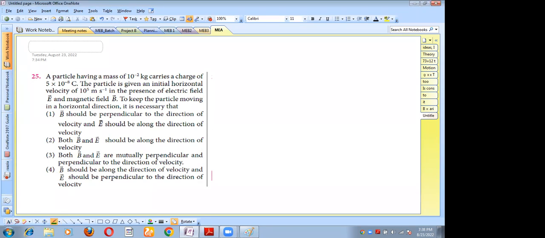It says a particle having mass 10 to the minus 2 kg and carrying a charge is given an initial horizontal velocity in the presence of electric field E and magnetic field B. To keep the particle moving in a horizontal direction, it is necessary that it should be contained within the electric and magnetic fields.